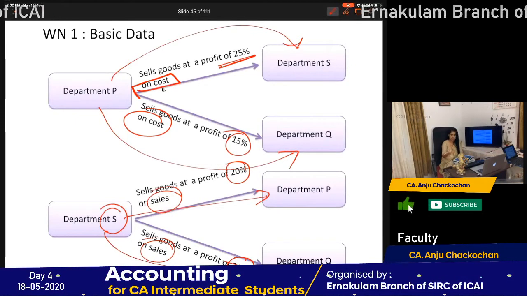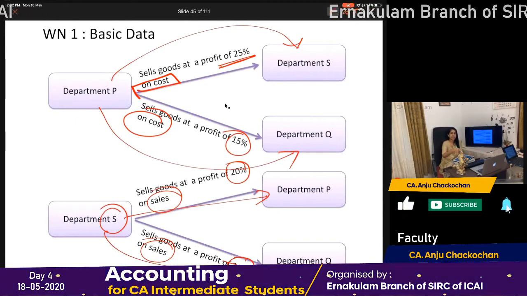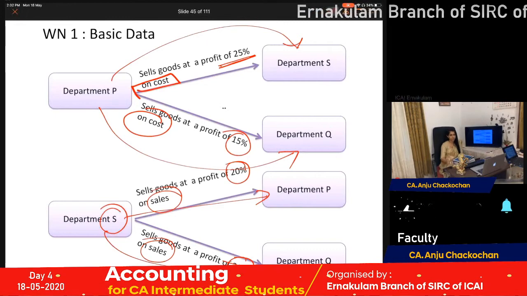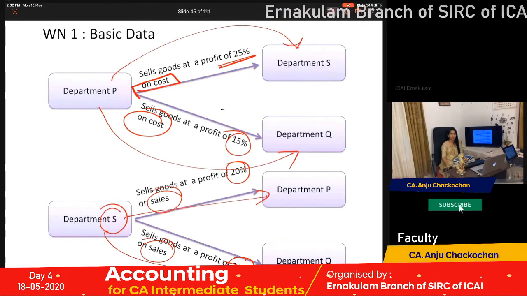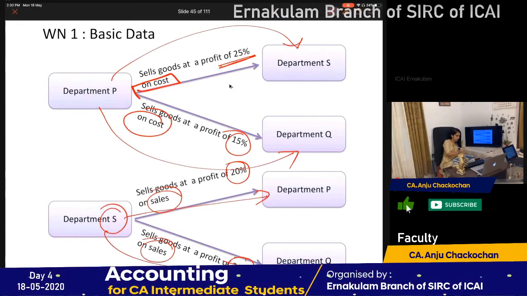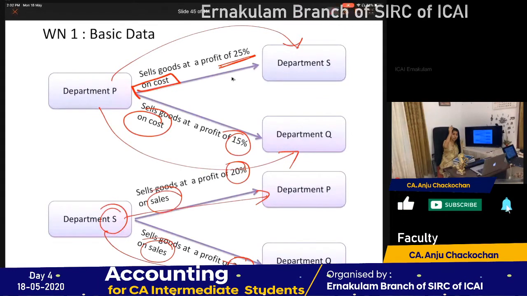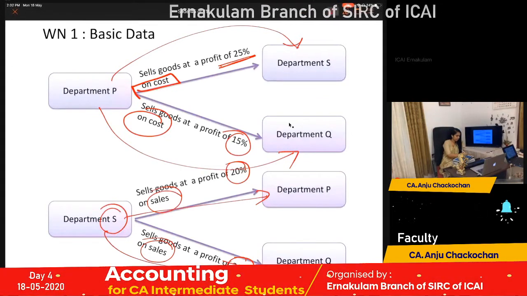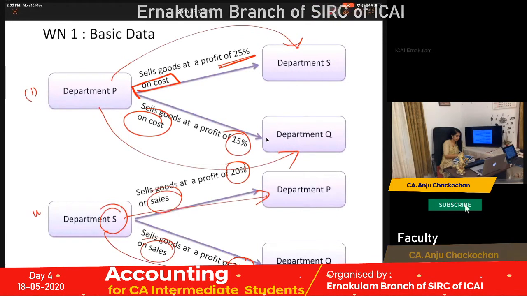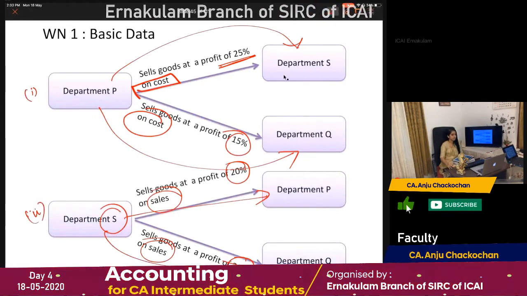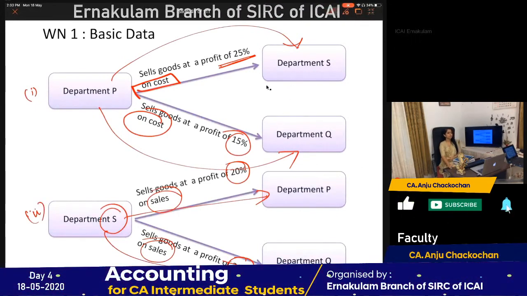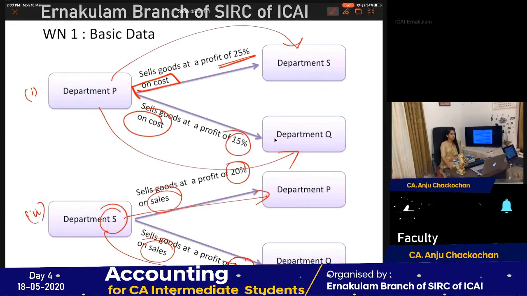Working note number one. One more is there. Let you complete this, and afterwards I'll give the rest. Okay, one more working note. Basic data is required about department Q transferring to P and S. Once you're done with this, give me a message. Drop in messages.